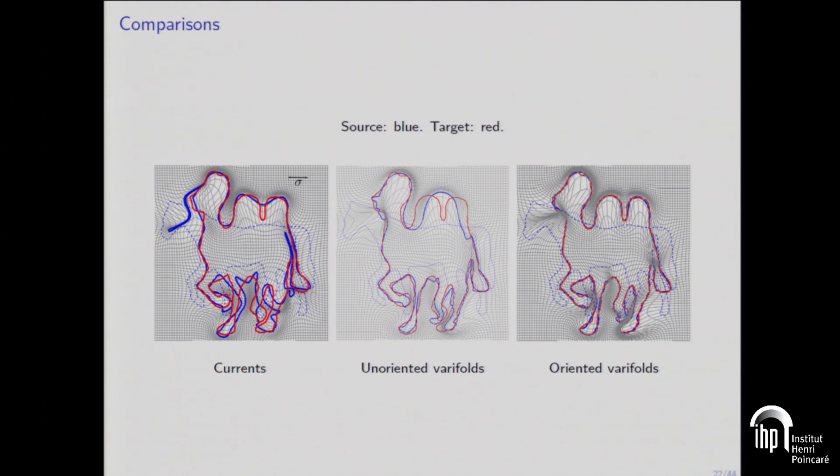And you see here the cancellation effect of the currents. It just smashes the shapes and ignores the mass of this remaining part because the orientations are opposite.